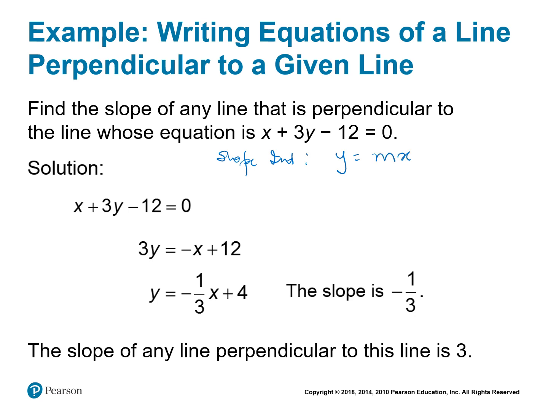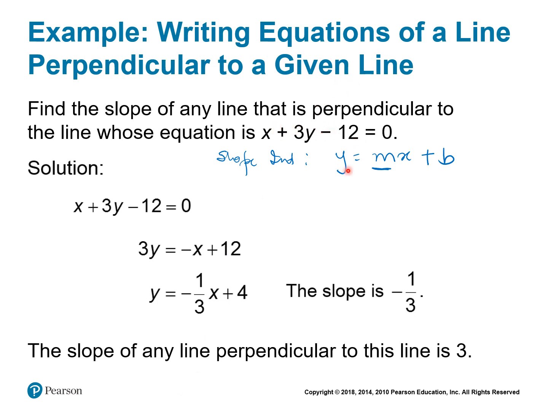So if we can transform the given equation into this slope-intercept form, then we can just look at the value of m and get the slope of this line. Currently, the way it is, it's not possible to figure out the slope of the line.